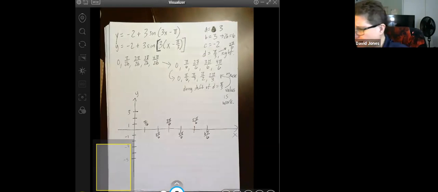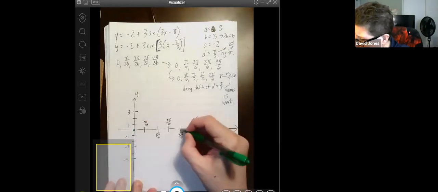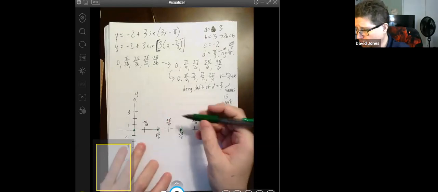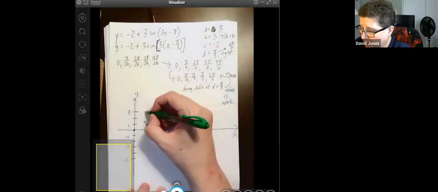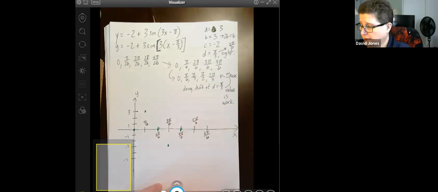My base graph is sine. So my endpoints are at 0. My midpoint is at 0. My quarter point starts at A, which is 3. And the second quarter point is negative A.